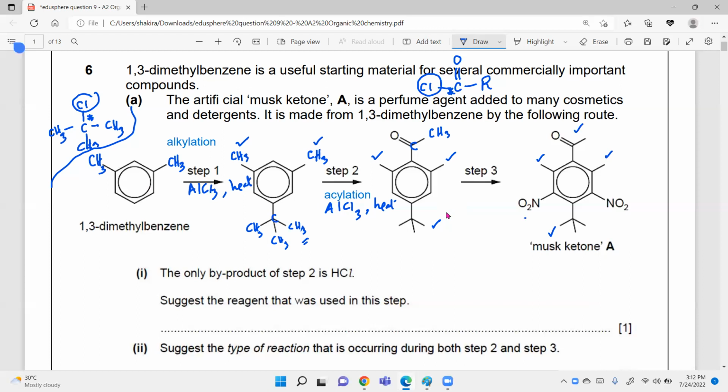Now we have NO2 here, NO2 here. NO2 group has been added. What do you think should react over here with this product of step 2 to make the product of step 3? For this, we have to use concentrated HNO3 to add NO2, concentrated H2SO4, and a temperature of 50 to 55 degrees Celsius.